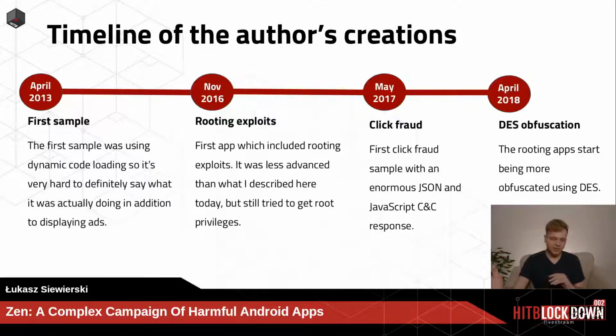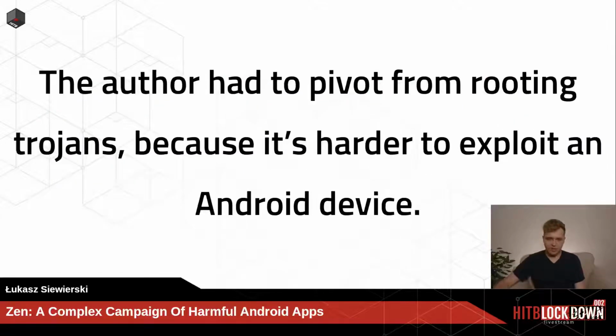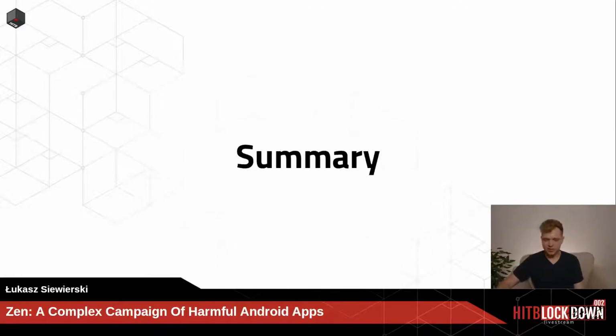So the timeline is slightly different than what I presented here, but I think that presenting it in order of technical difficulty provides a more useful presentation. So, as I mentioned, the author had to pivot from routing Trojans because it's harder to exploit an Android device. So they moved on to something different, like click fraud, even though it's slightly less advanced than the routing Trojan.